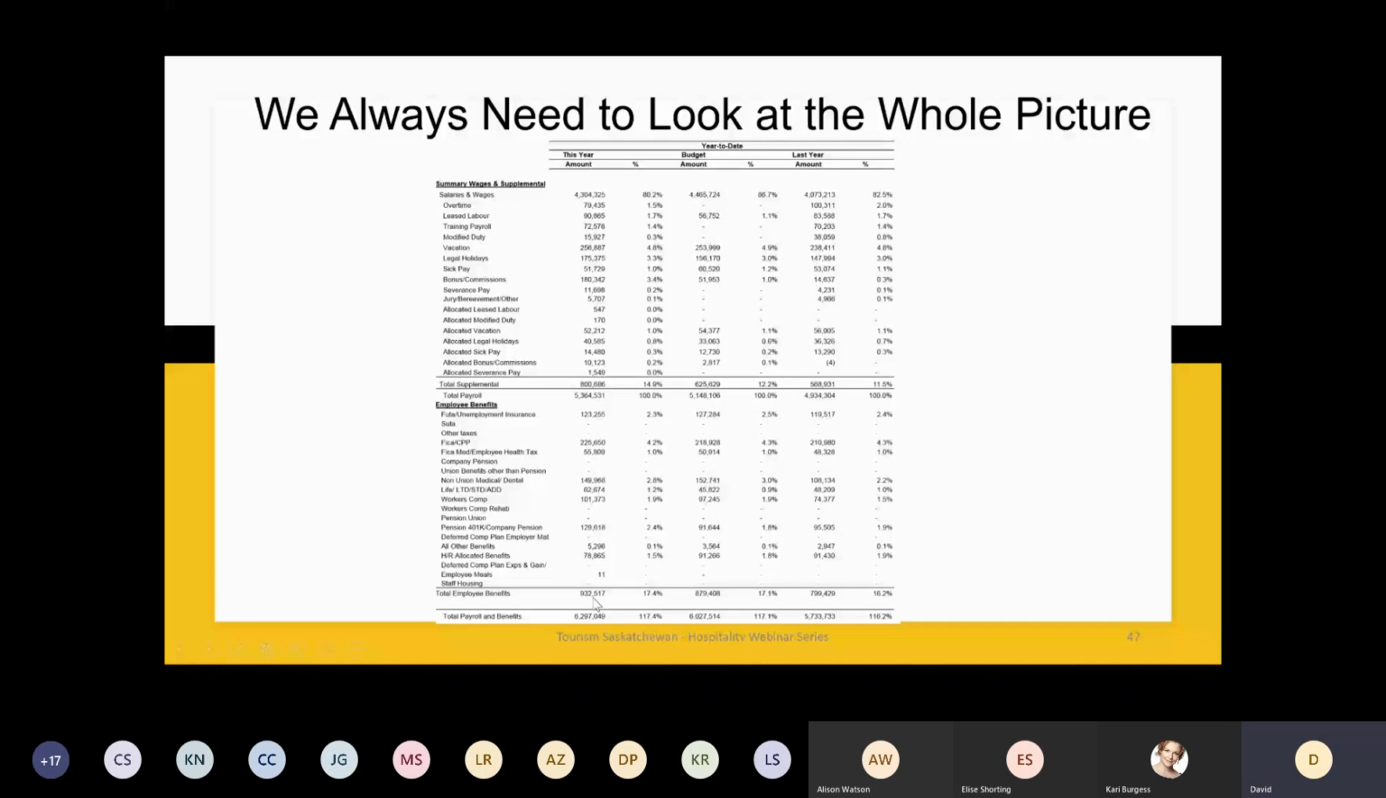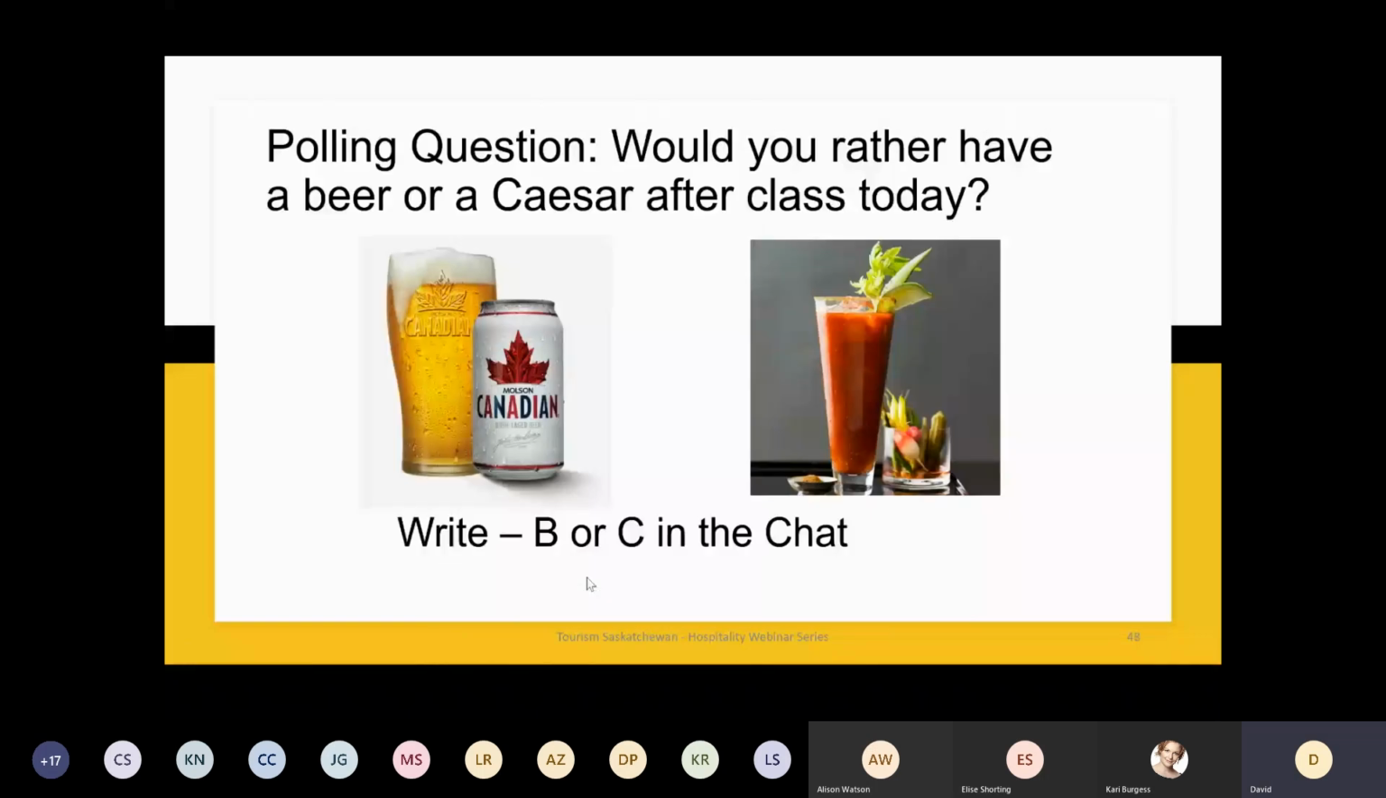Okay, polling question. Would you rather have a beer or a Caesar after class today? Write B for beer or C for Caesar in the chat. And then while you're doing that, I'm going to get Carrie to tell us what the last polling results were.